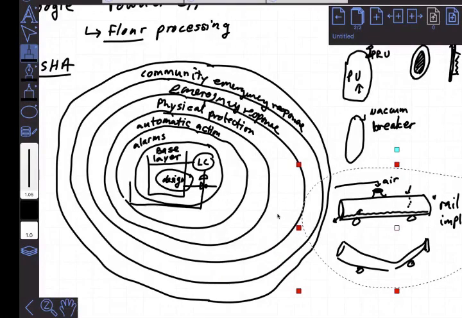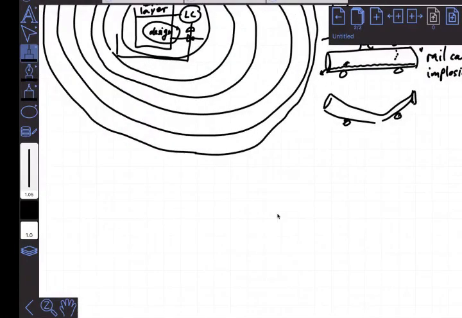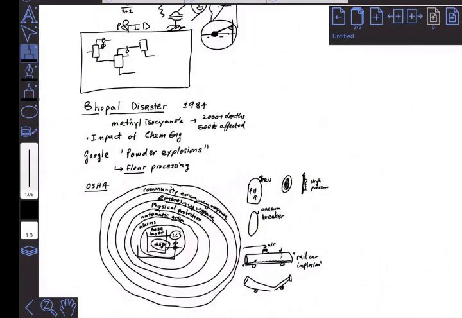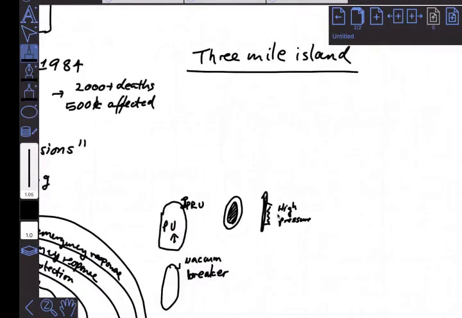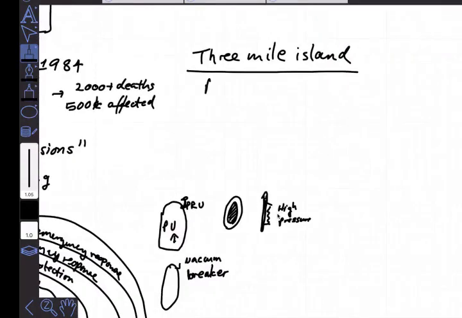Actually, one of the interesting things about Bhopal is that they also, and another place to Google is the very famous Three Mile Island. At Three Mile Island, they had what is known as an alarm cascade.